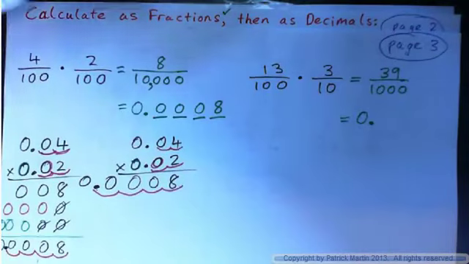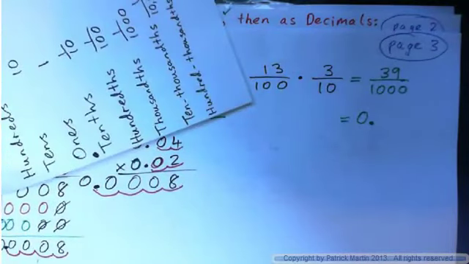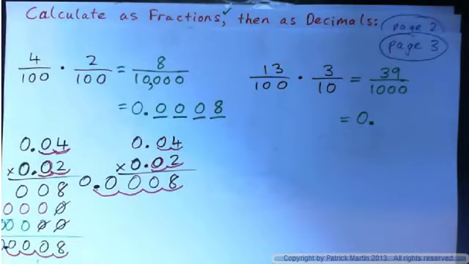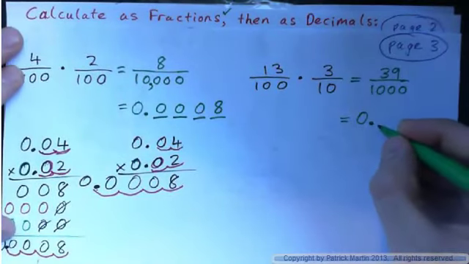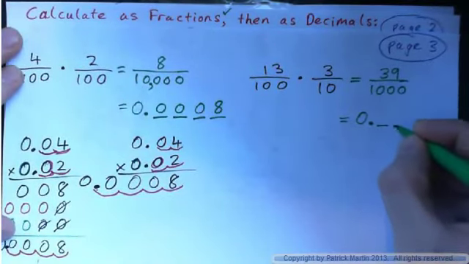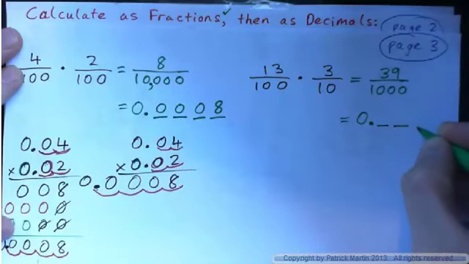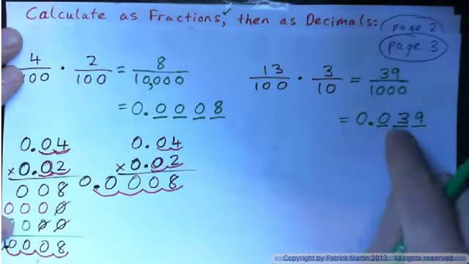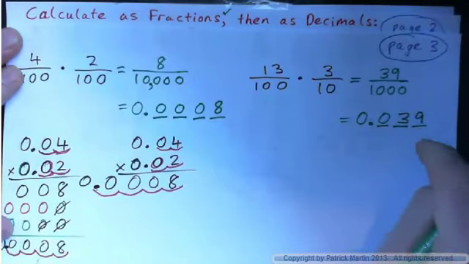Use your cheat sheet if you need it. Okay. 0. Tenths, hundredths, what's next? Thousandths. So these are thousandths. How many? 39. 9 goes there. 3 goes there. And of course we have nothing here, so we put a 0, right? For a placeholder. So this is definitely 39 thousandths, right?